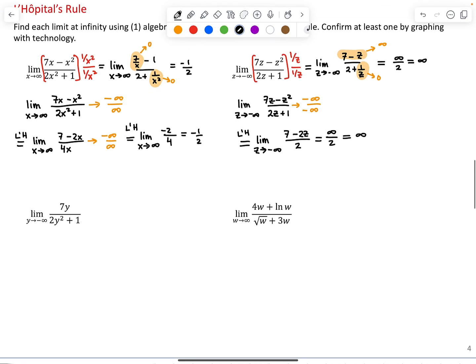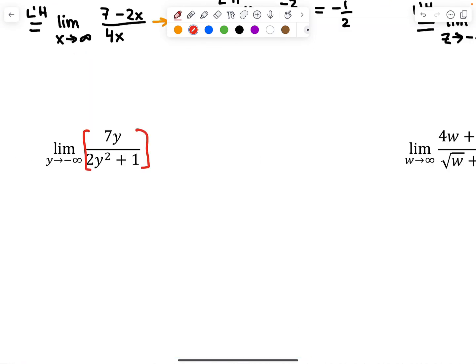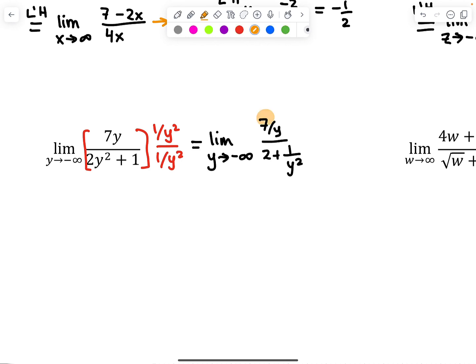All right, third example, using algebraic methods. Notice again we're going to negative infinity. The degree of the denominator is this 2, so I'm going to multiply the top and bottom by 1 over y squared. So we get 7 over y in the numerator, and then 2 plus 1 over y squared. Now as y goes to negative infinity, both of these fractions will shrink to 0. And so the value of this limit will be 0 over 2, which is 0.